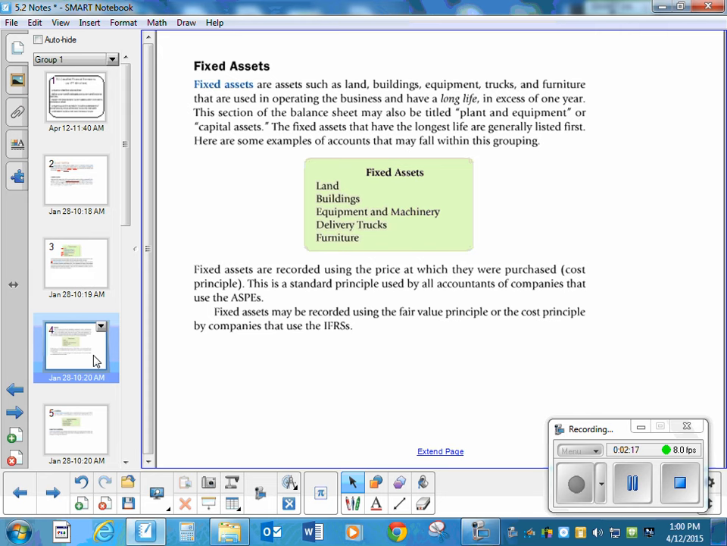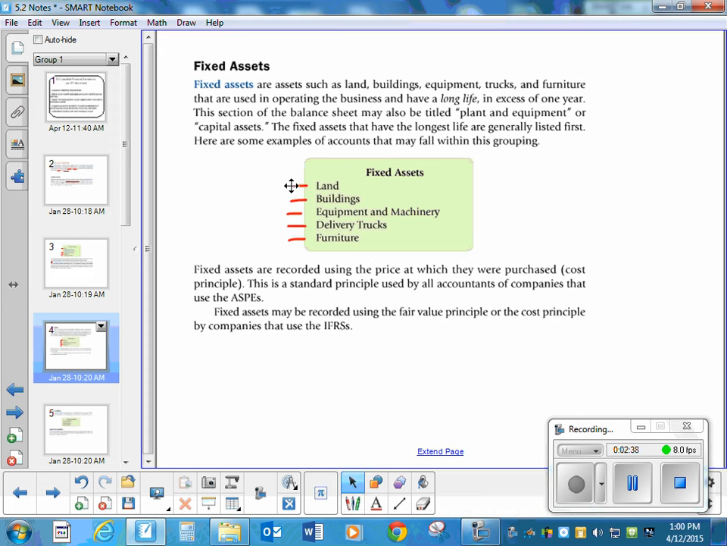Fixed assets are assets such as land, buildings, equipment, trucks, and furniture that are used in operating the business and have a long life, in excess of 1 year. Here are some types: land, building, equipment and machinery, delivery trucks, and furniture.